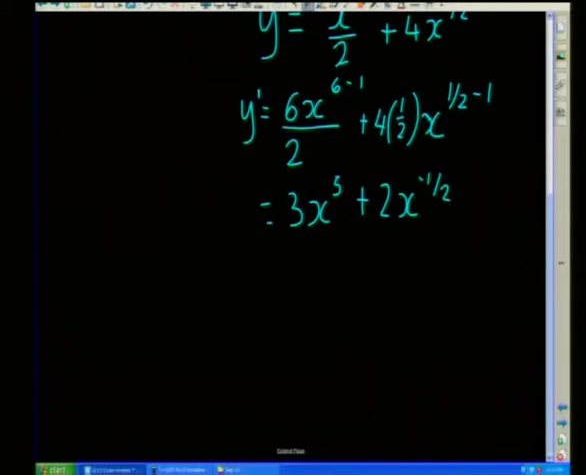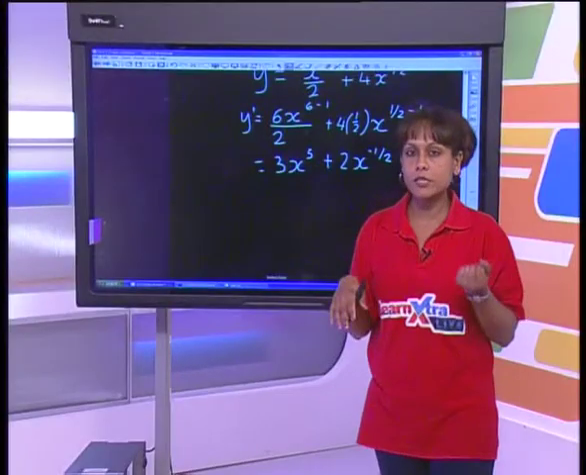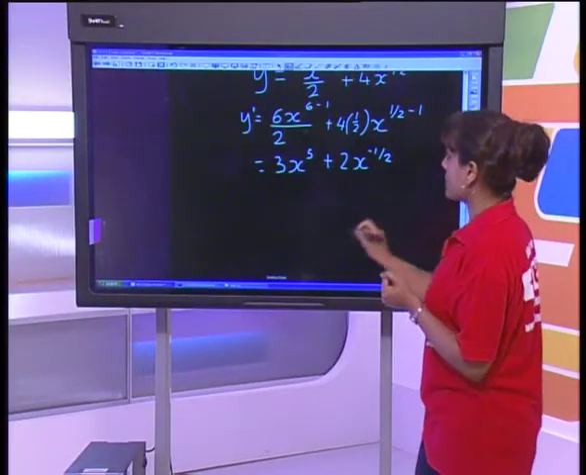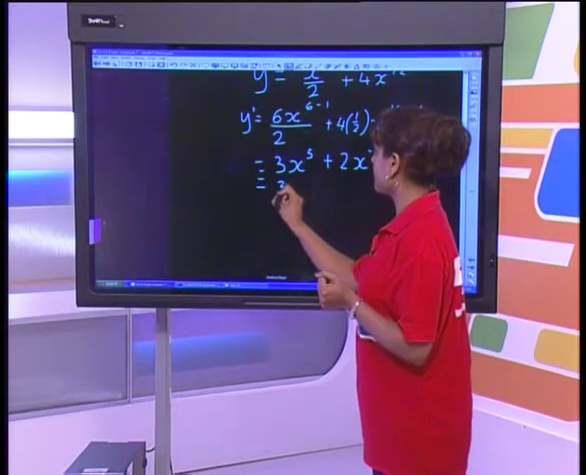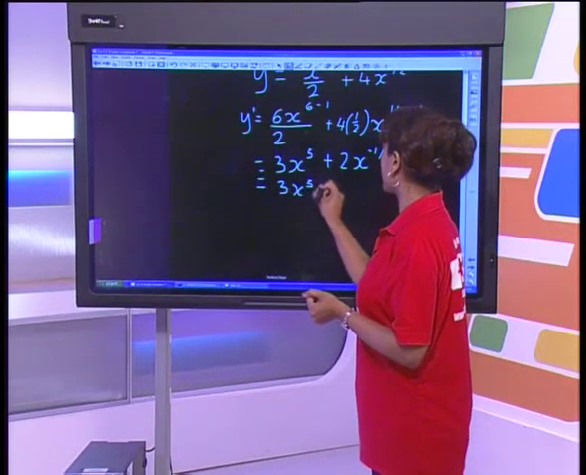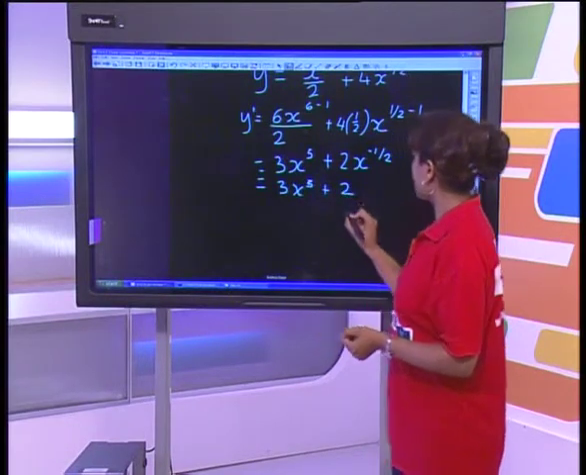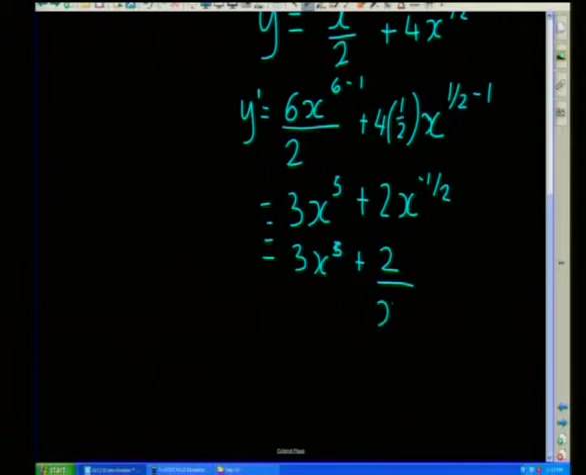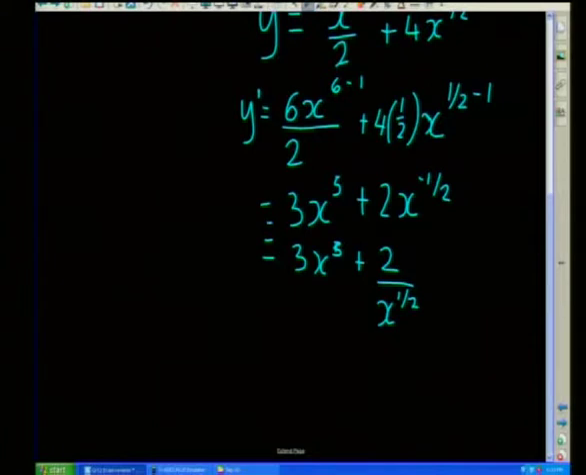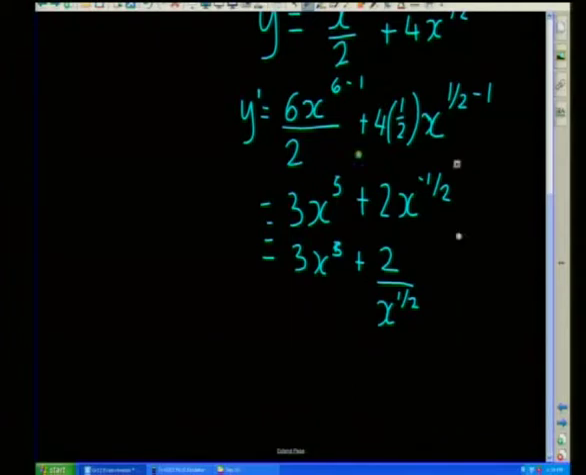Okay, you can leave it there, but sometimes they say write with positive exponents. Then we can rewrite x to the minus a half using, once again, your rules for exponents. We can write this as 2 over x to the positive a half, because remember, if you want to change a power's sign, you need to change its position. So it's in the numerator now. To make that minus a half positive, I need to move it to the denominator. So it becomes 2 over x to the half, which is 2 over root x.